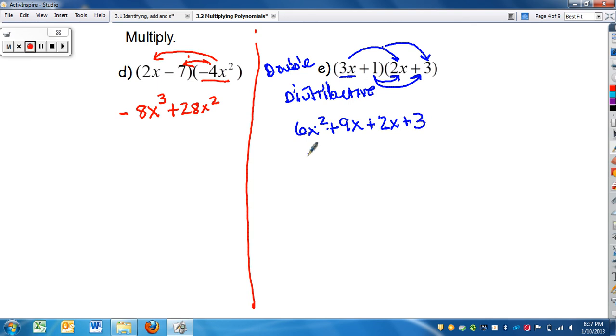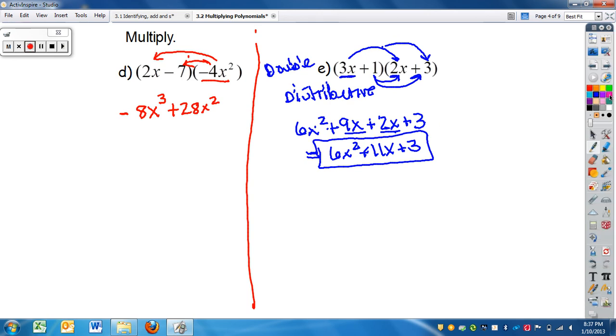Lastly, I need to combine any like terms. I only have one x squared term, but I have 9x and 2x to give me 11x, and then plus 3. That is what these two polynomials are when you multiply them together.